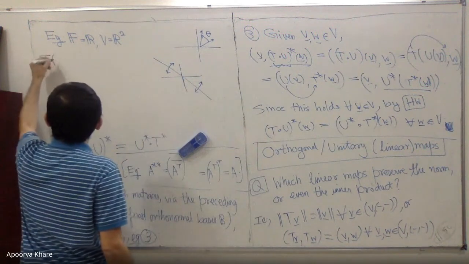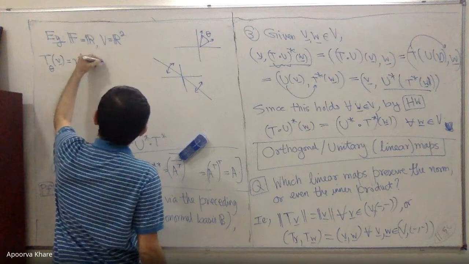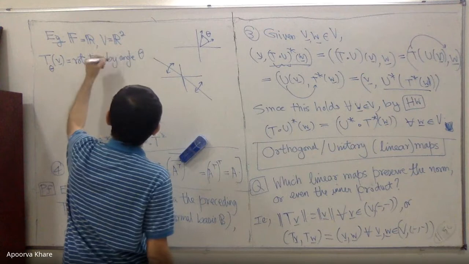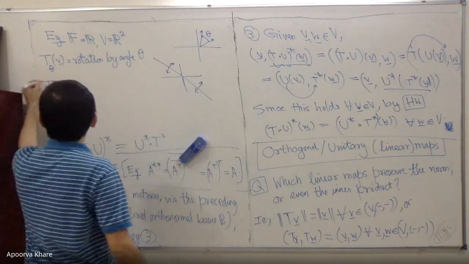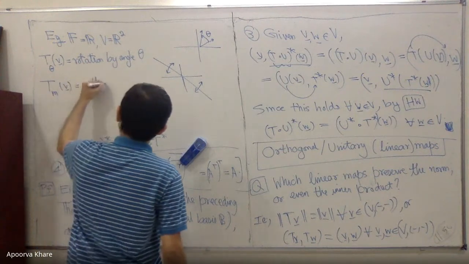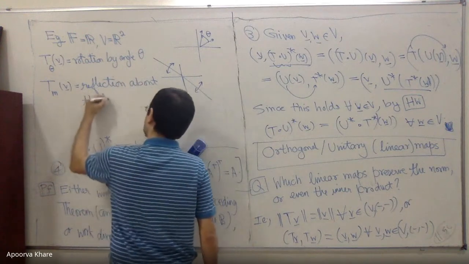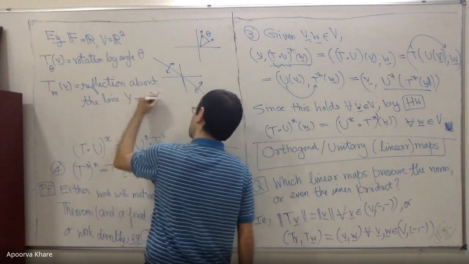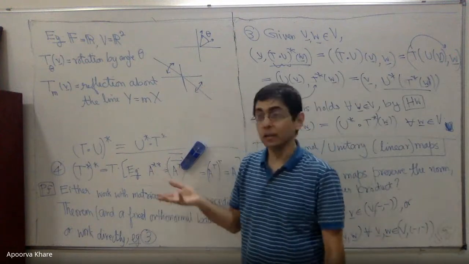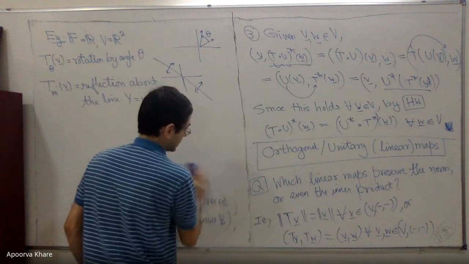T theta of V is the rotation by angle theta. I'm not writing down counterclockwise. And T_m of V is reflection about the line y equals mx. So both of these things are actually things that of course preserve the length and the inner product. They are examples of maps which preserve length.